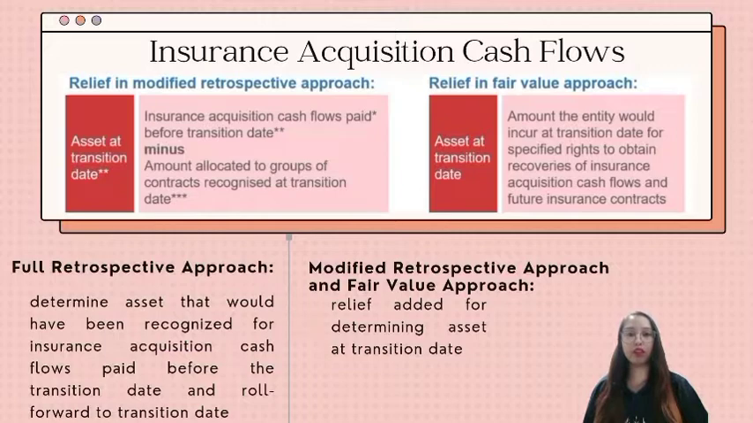Applying naman po yung relief added sa modified retrospective approach, i-measure ni entity yung asset for insurance acquisition cash flows gamit yung mga reasonable and supportable information available ng transition date.